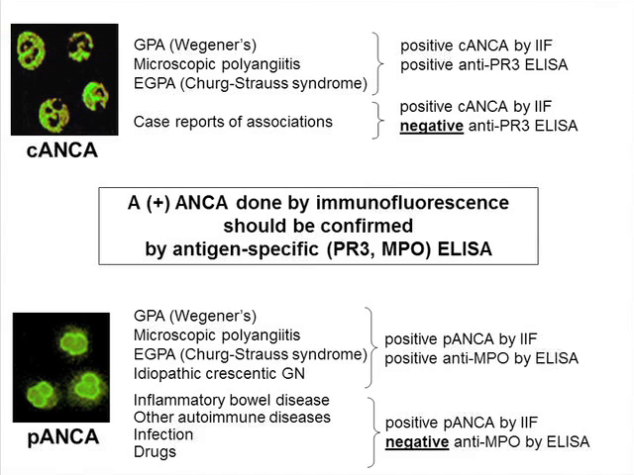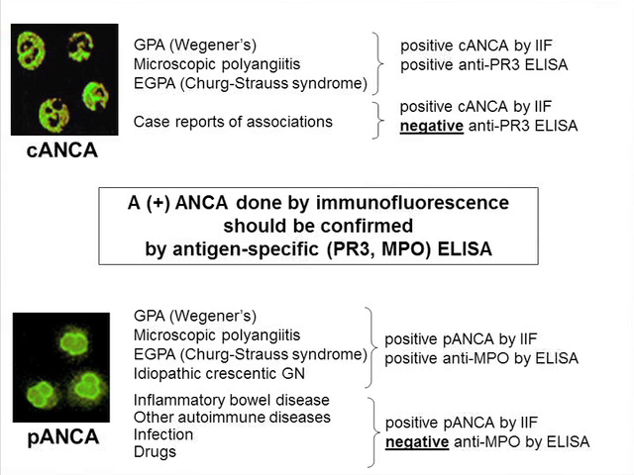In the case of ANCA vasculitic diseases such as GPA Wegener's, microscopic polyangiitis, or EGPA Churg-Strauss syndrome, we would expect to see a concordance between a positive ANCA and a positive anti-PR3. However, there have been important case reports of associations, including infections such as endocarditis and tuberculosis, where patients may have a positive ANCA but have a negative anti-PR3.